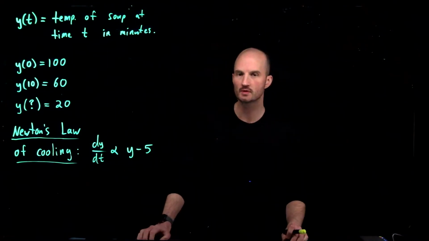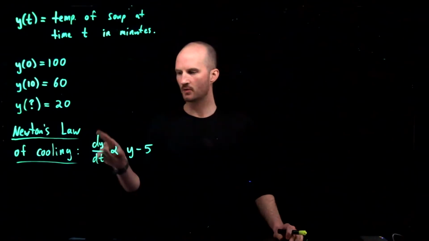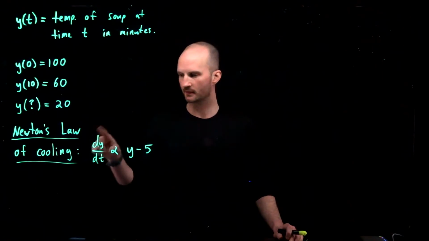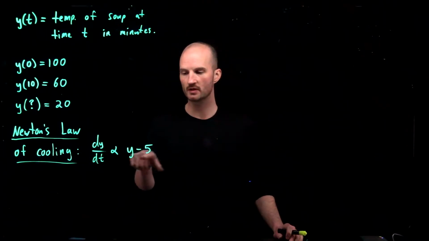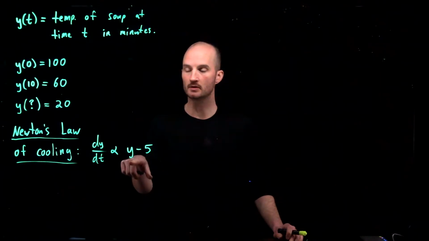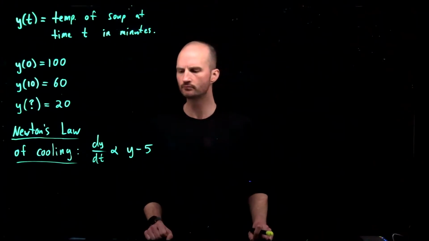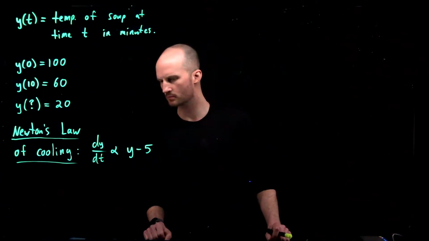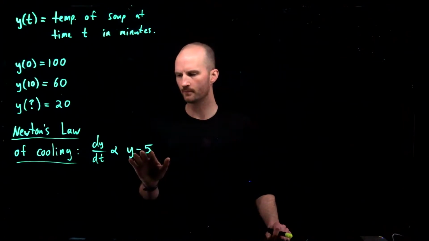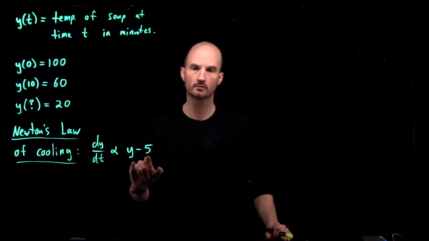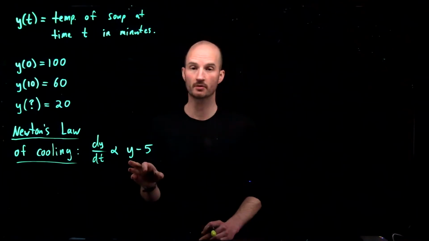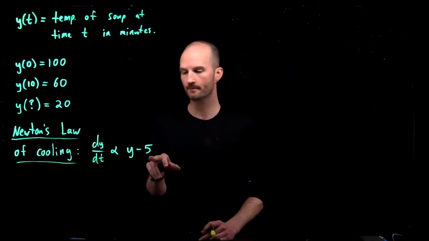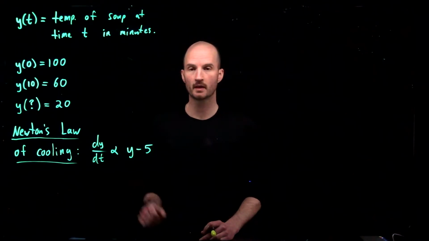So we're going to make use of Newton's law of cooling, which says that the rate of change of temperature of our soup or object is proportional to the difference between the soup's temperature and the ambient or the surrounding temperature. So that makes sense. Okay, so the greater the difference between the soup's temperature and the water bath's temperature, the faster it's going to cool, right?